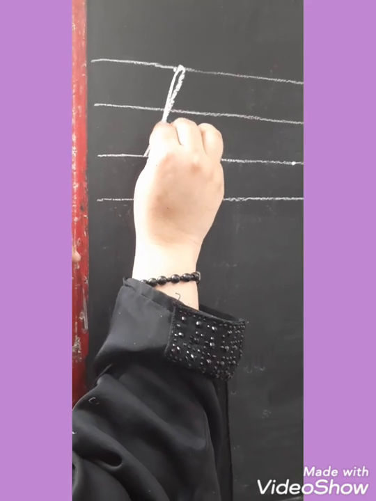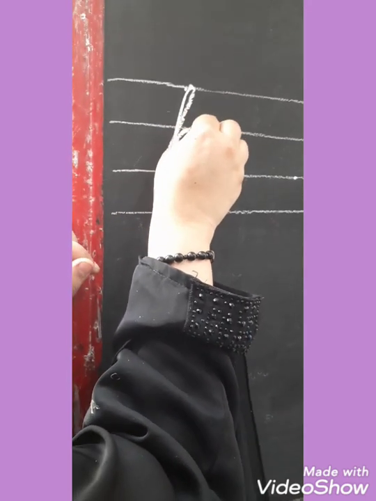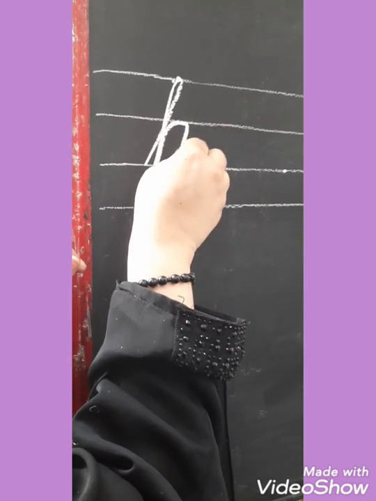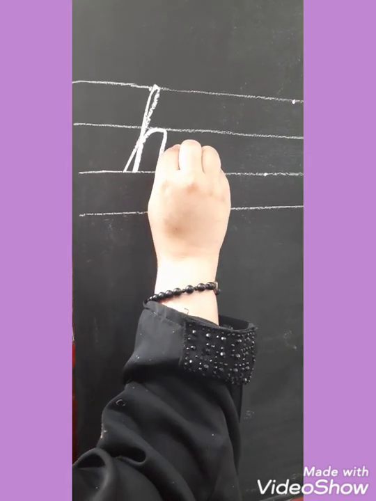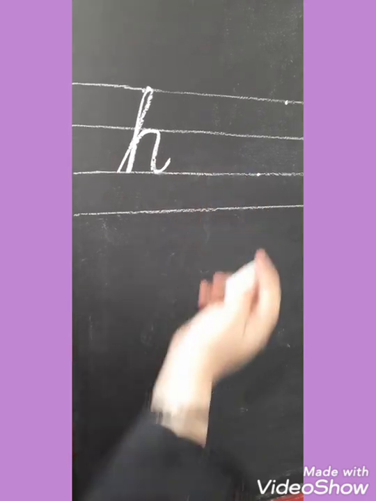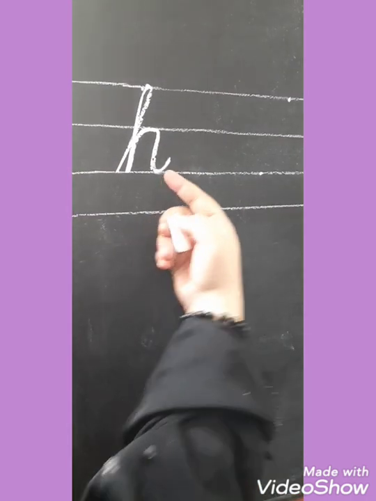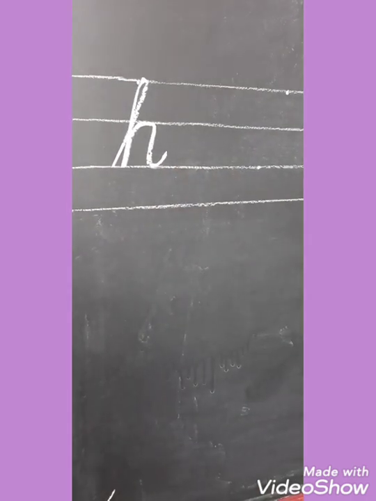From here, you have to go up. Round your pencil. Again, a minor slant. At the end, you have to make a tail. And the tail will stop here. And this tail will go up to the line.